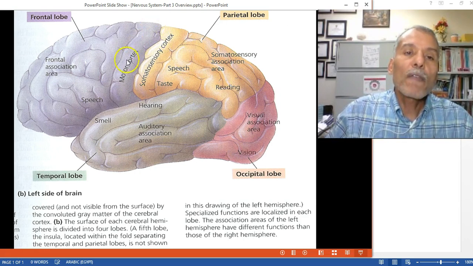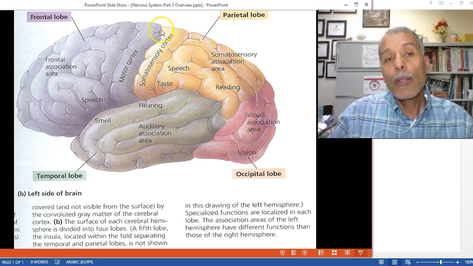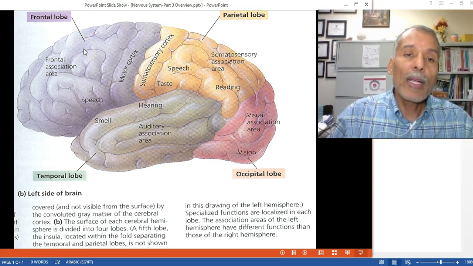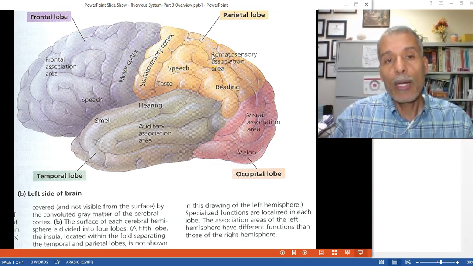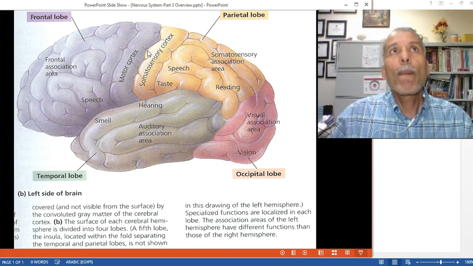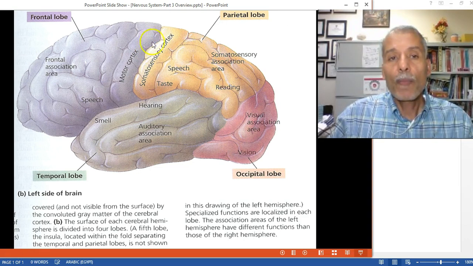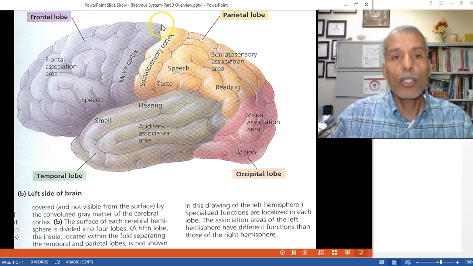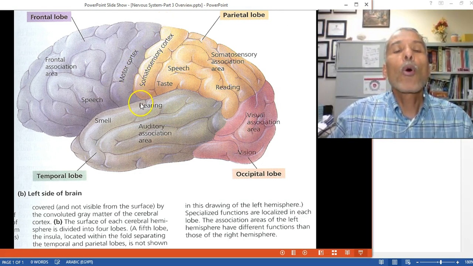The central fissure separates the frontal lobe of the brain from the parietal lobe. The central fissure extends perpendicular to the longitudinal fissure. It lies 90 degrees in relation to it, and it's also perpendicular to the temporal fissure.